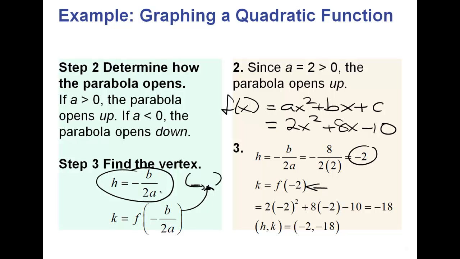So minus b over 2a, very simple. Put in your 8 over 4 with the minus sign, right? Simplifies to minus 2. Then take f of that negative 2. You get 2 times 4, right? Because negative 2 squared is 4. Minus 16 minus 10. So there's your 8 minus 16 minus 10. There's your negative 18. And lo and behold, we get the exact same h and k that we got from the previous example.